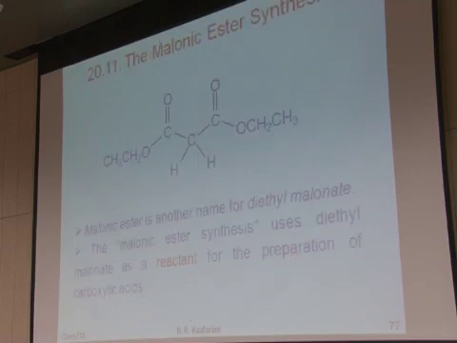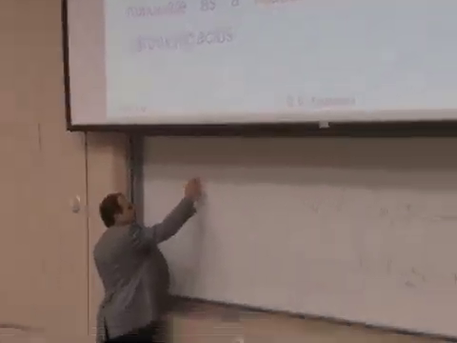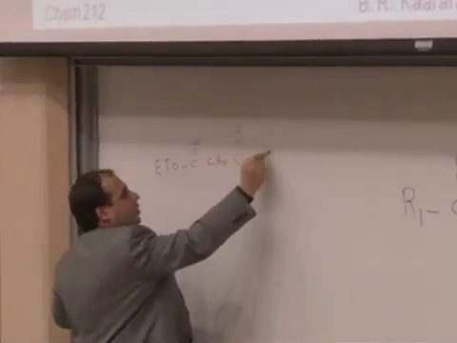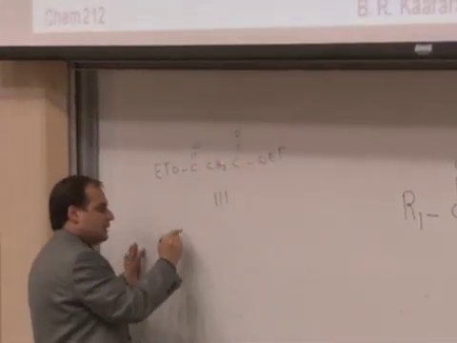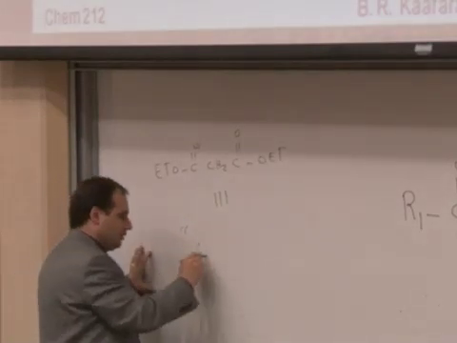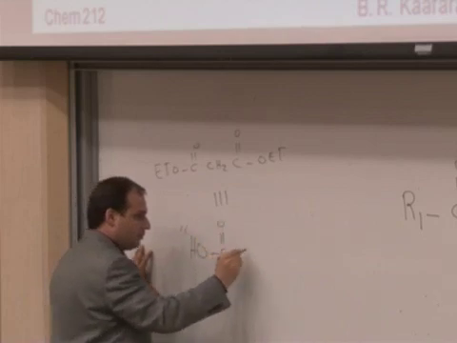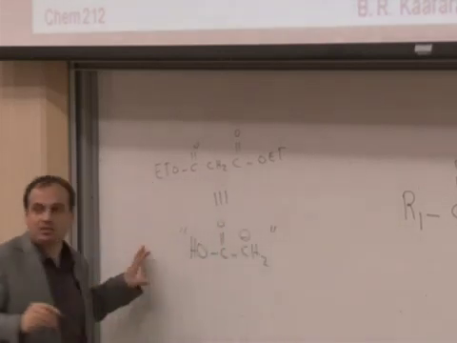Okay. Now, we're going to talk about another synthetic equivalent. And that will be achieved using the malonic ester synthesis. This is called the diethyl malonate. It's called also the malonic ester. This is going to be the synthetic equivalent of the enolate of a carboxylic acid. So if you are having the diethyl malonate, C double bond O, CH2, C double bond O, O ethyl, this is the synthetic equivalent of the enolate of acetic acid.